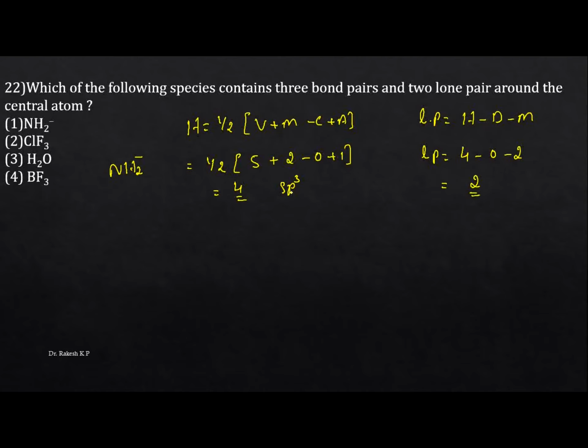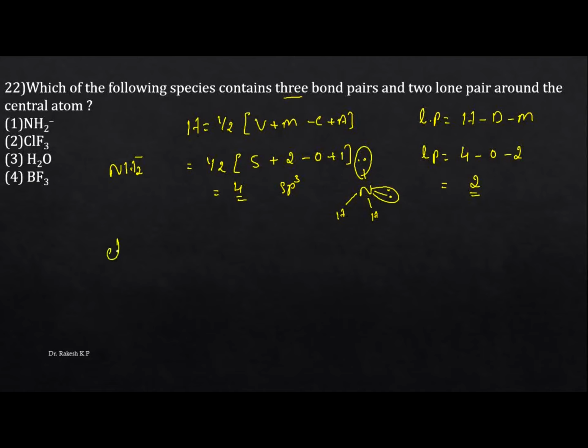But if we are talking about sp3, the shape will be tetrahedral. I'm going to indicate it like this. How many bond pairs do we have? That is 2. But the question asks for 3. Even though it contains 2 lone pairs of electrons, the bond pair count is 2, not 3. Hence this is not the correct answer.